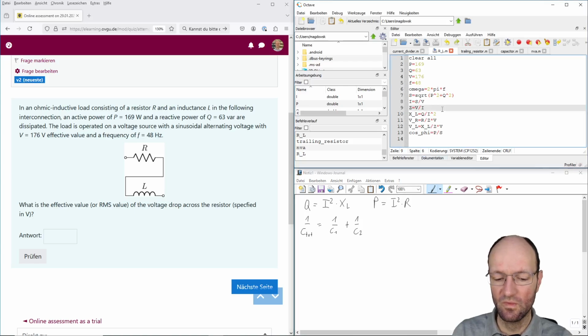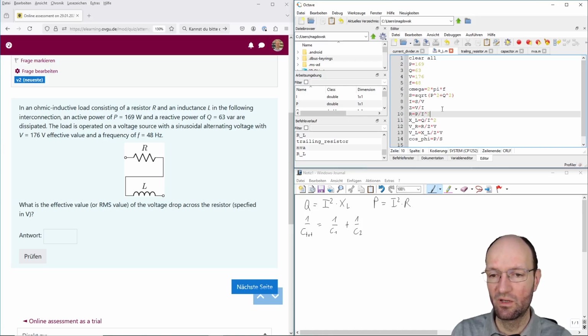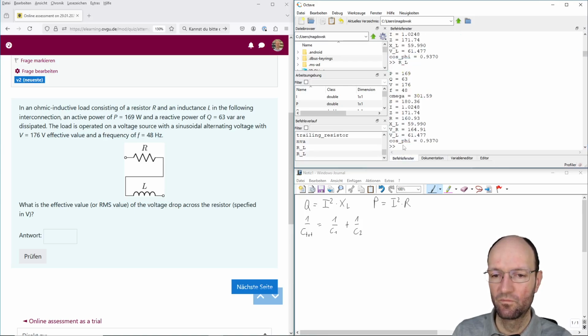So in the same way like this, we can calculate the resistance, which is power divided by current squared. And so then we get the voltage drop across the resistor.